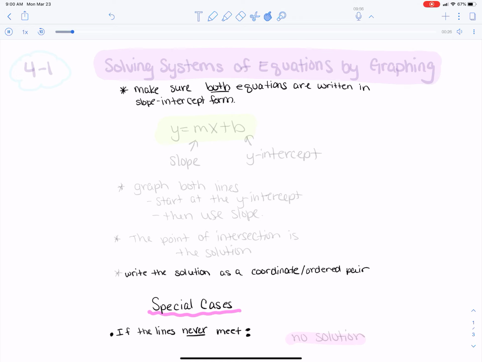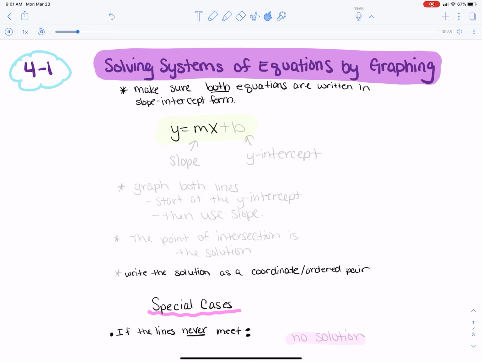Alright, so we first want to make sure that both of our equations are written in slope-intercept form. Now, slope-intercept form, remember, is y equals mx plus b. And m is our slope, and b is our y-intercept.